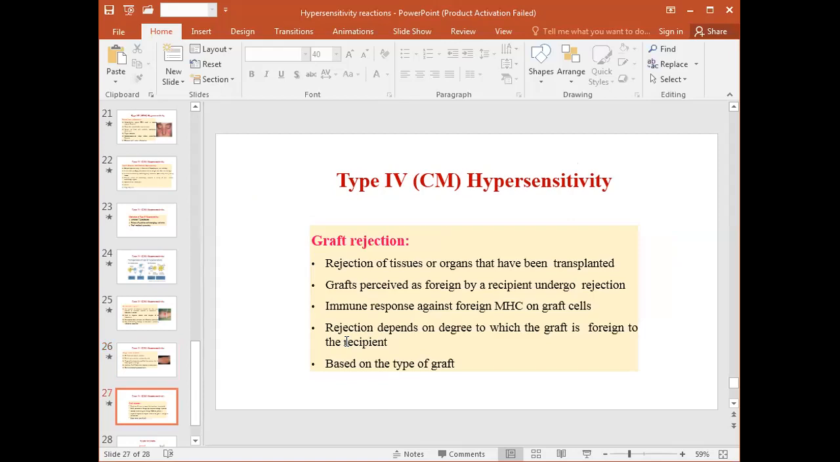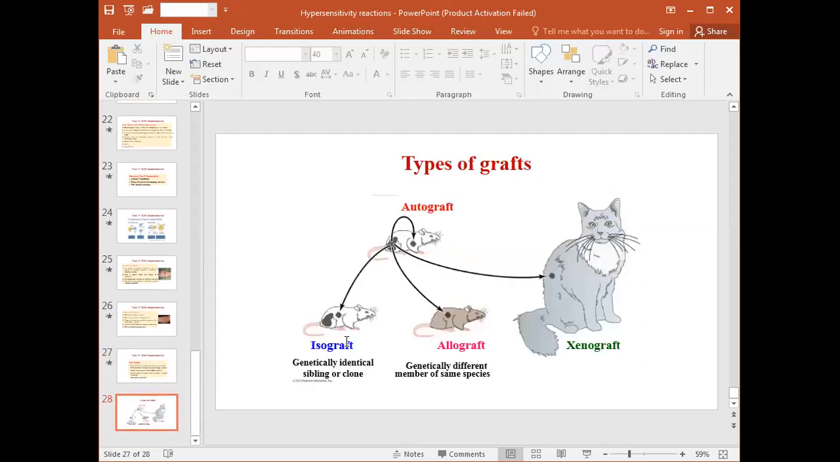Then graft rejection: rejection of tissues or organs in the transplantation process, such as kidney transplantation or liver transplantation. The graft is perceived as foreign by the recipient and undergoes rejection. An immune response against the foreign MHC on the graft cells takes place. This rejection depends on the degree to which the graft is foreign to the recipient, and it is based on the type of graft. There are four types of grafts: autograft, isograft, allograft, and xenograft.